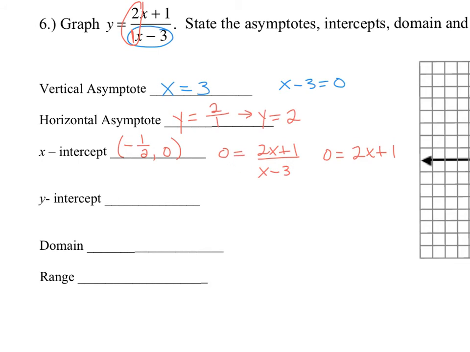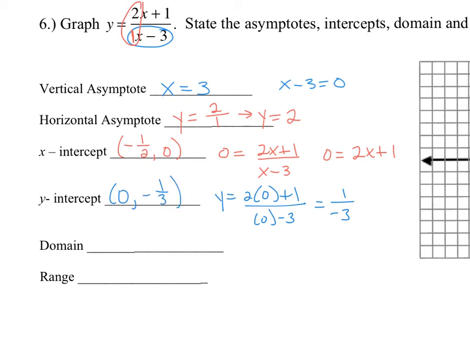The y-intercept will make x equal to 0. So you'll have 2 times 0 plus 1 over 0 minus 3. So in the numerator, that'll give us a 1, and in the denominator, negative 3. So your y-intercept is 0, comma negative 1/3.